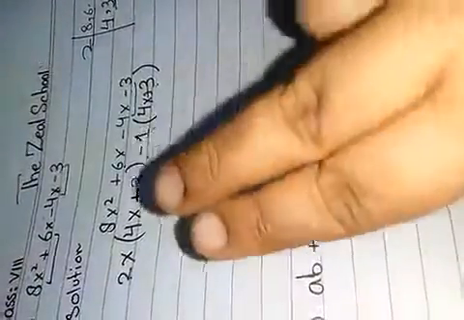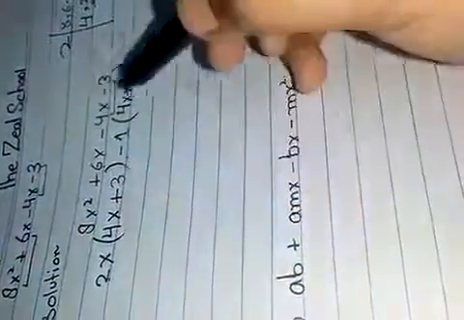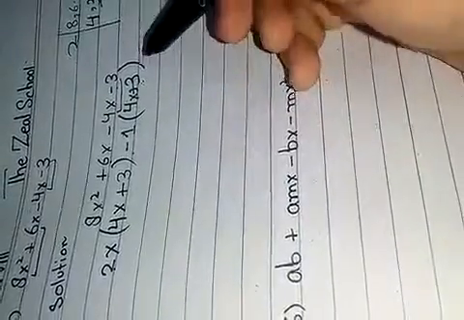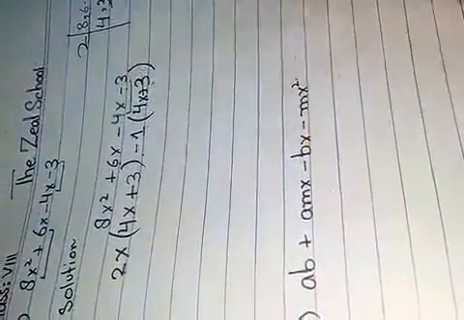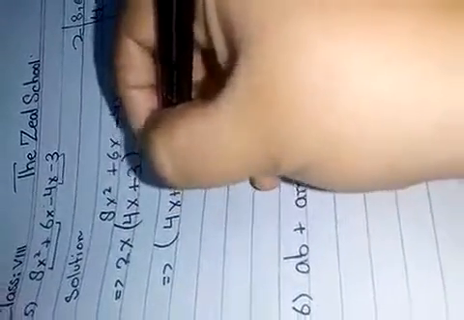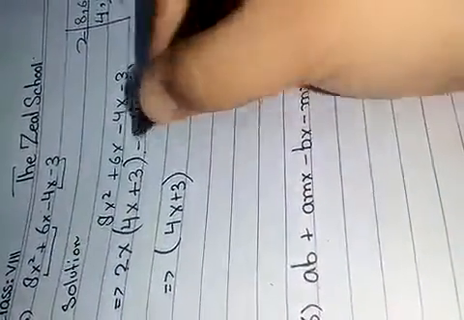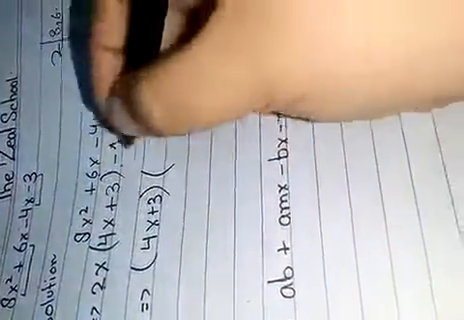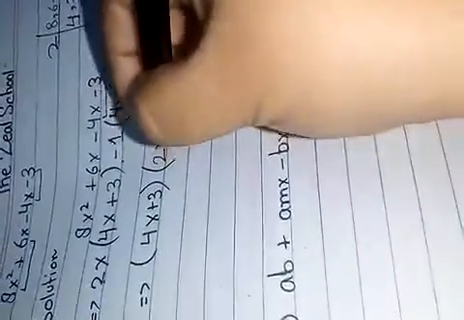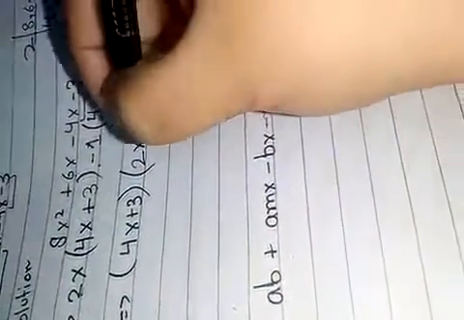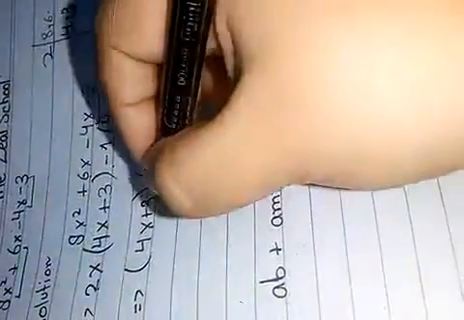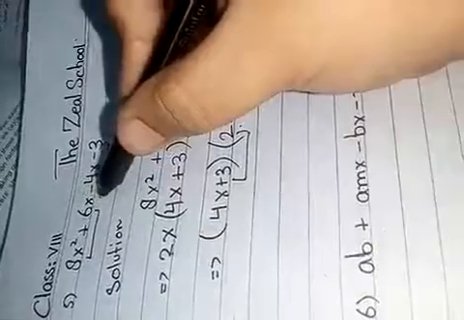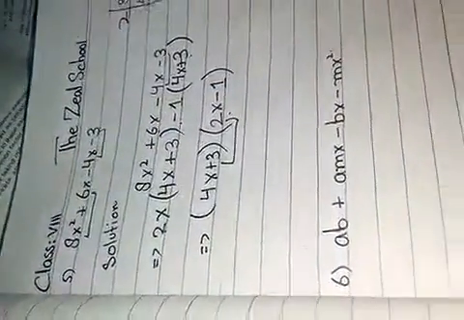Now we have two terms. The first one is 2x(4x plus 3), and the second one is minus 1(4x plus 3). Now we have to see which is common in both terms. So (4x plus 3) is common in both terms, so we write (4x plus 3), and the remaining components are, in the first term 2x, and here minus 1 is remaining. So these two are the factors of 8x square plus 6x minus 4x minus 3.